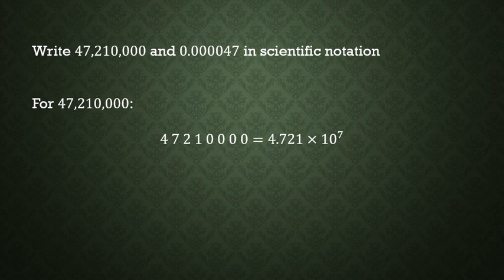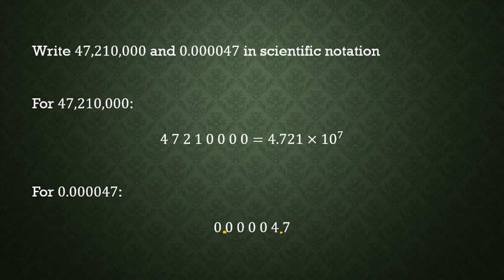Now, going on to the next one, 0.000047. Right now, the decimal point is right there. I need to move this decimal point so that there's only one digit that's not 0 that is directly to the left of our decimal point here.